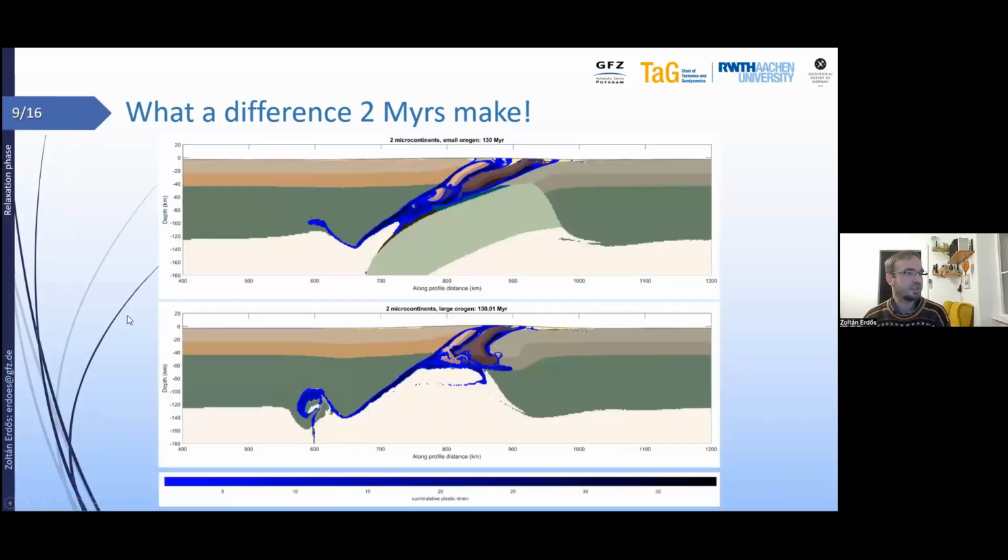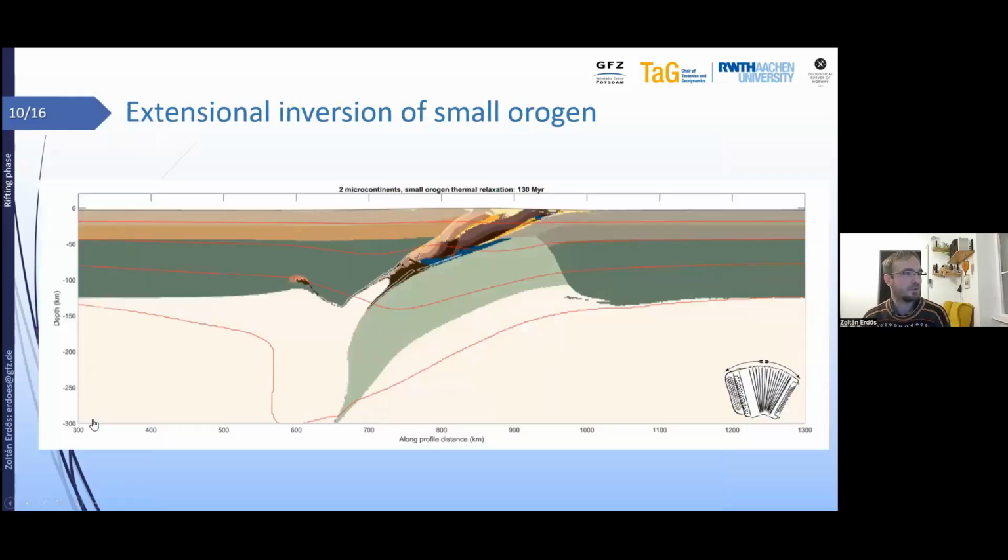Looking at the material domain, we have started out with very similar orogens. Here, the blue colors, the blue to black overlay colors, are accumulated plastic strain. This is basically the zones that have experienced deformation. You can see that for the small orogen model, they haven't really been reworked. They haven't really been touched. They are largely undisturbed. And in the large, oh, I'm very slow. I'm sorry about that. In the large orogen, I have deformed them quite heavily at depth.